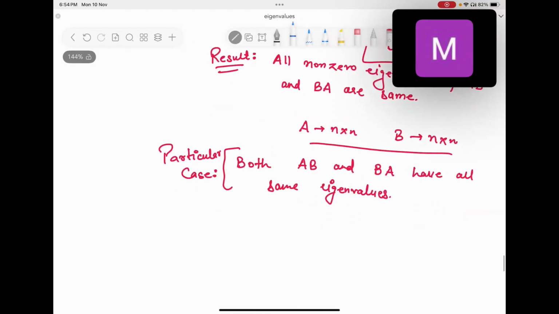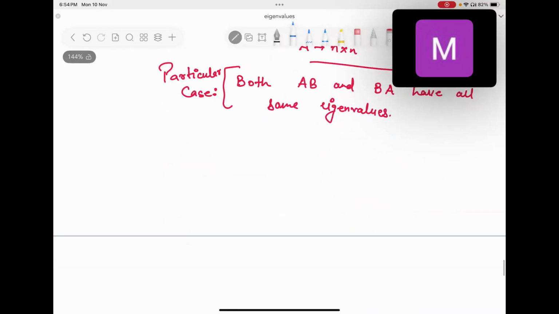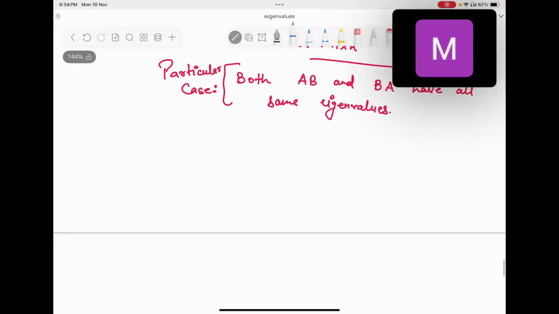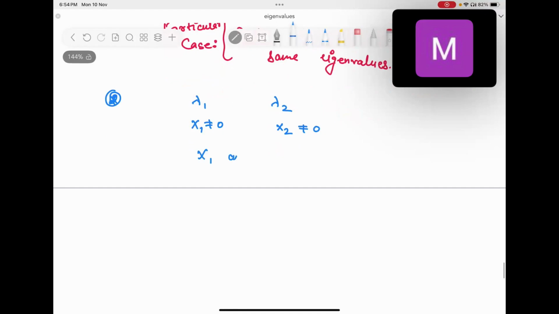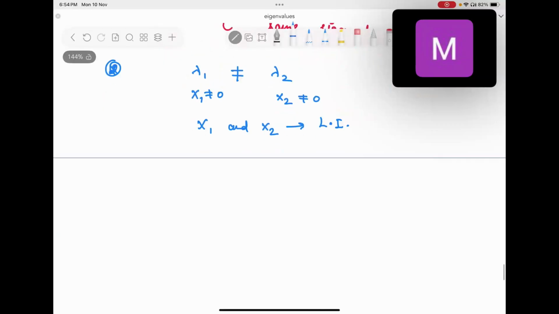Okay. And someone said linearly independent, something like that. So suppose you have two eigenvalues, lambda 1 and lambda 2, and eigenvectors x1 and x2. Of course, x1 is not equal to 0, x2 not equal to 0. Now what can you say about x1 and x2? They have to be linearly independent if lambda 1 not equal to lambda 2. So distinct eigenvalues have linearly independent eigenvectors.